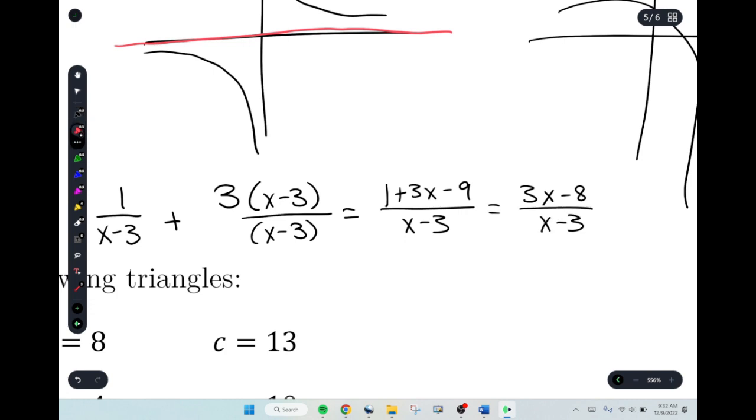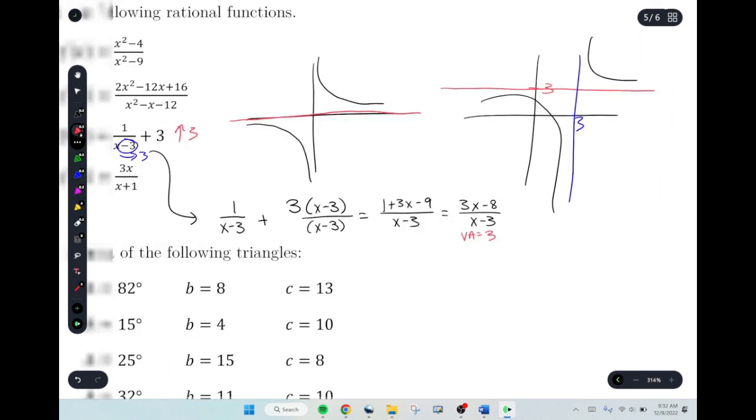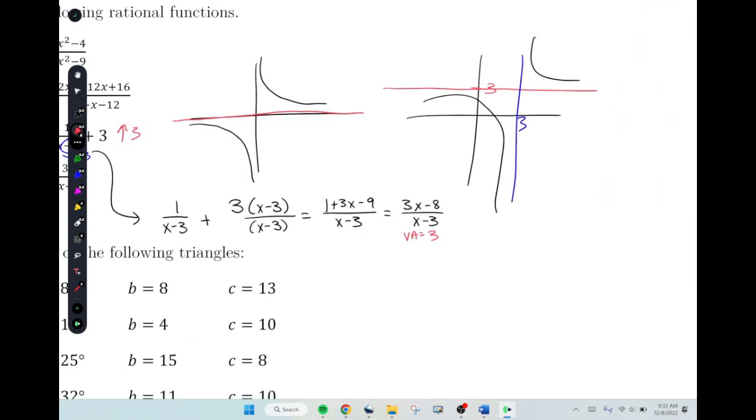And where's my vertical asymptote here? At 3. Does that make sense with the thing we just graphed? Well, I should do it in blue, not red. Look at our vertical asymptote on the graph above. It worked out. Now, how do I find a horizontal asymptote?